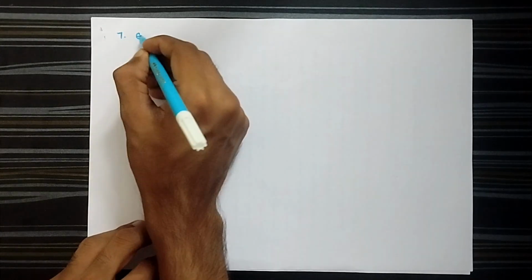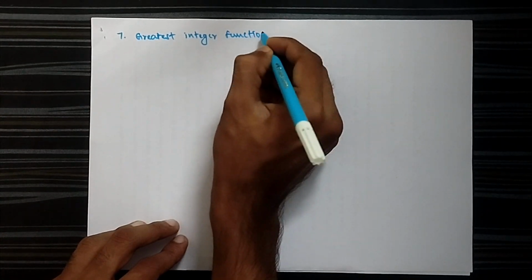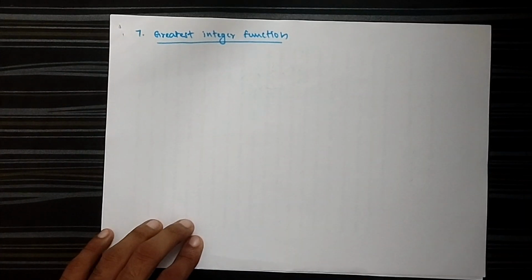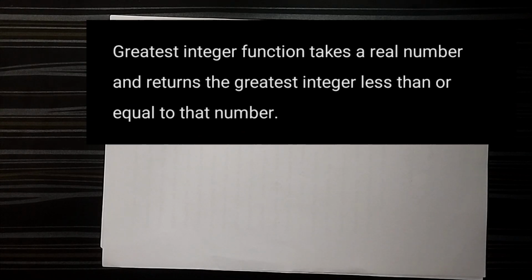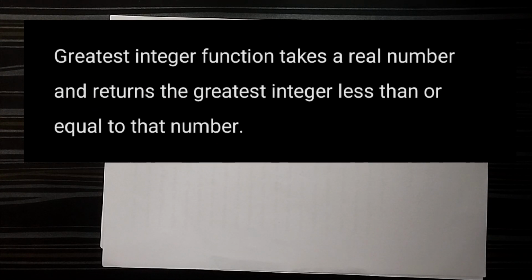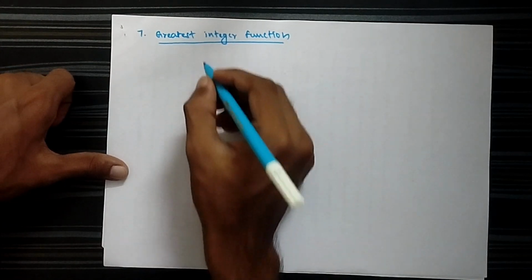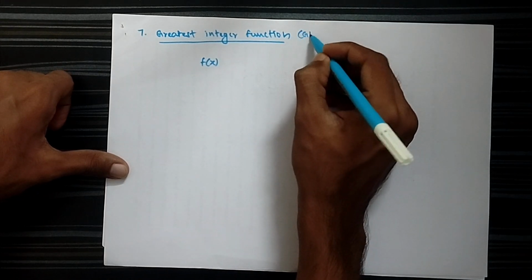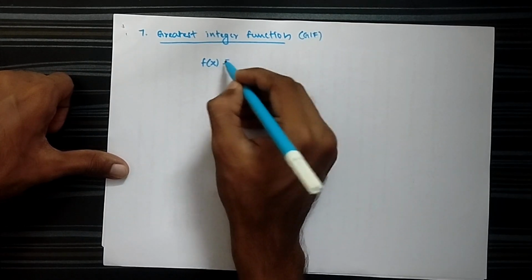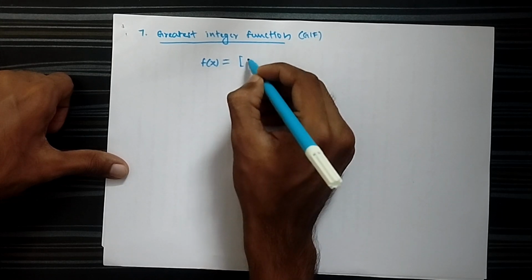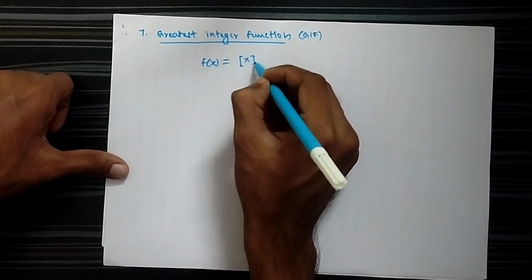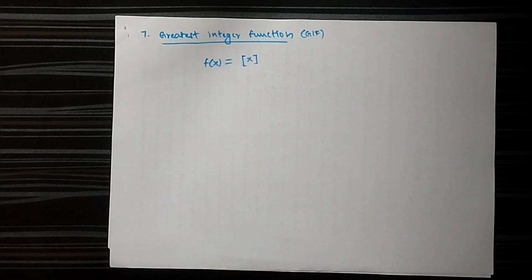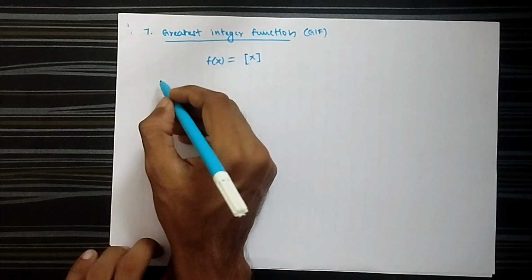Okay, greatest integer function. I'll read out the definition first. The greatest integer function takes a real number and returns the greatest integer less than or equal to the number. I'll write how to represent the GIF, or greatest integer function: f(x) equals square box x. This is how you represent the greatest integer function. And I'll give you examples.